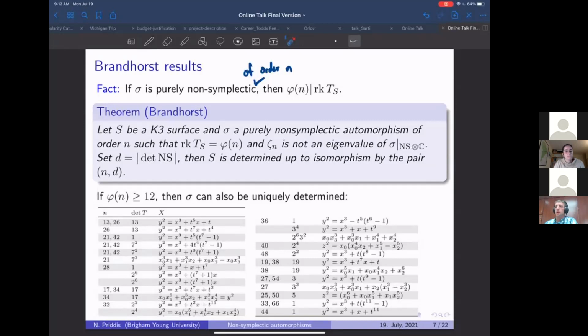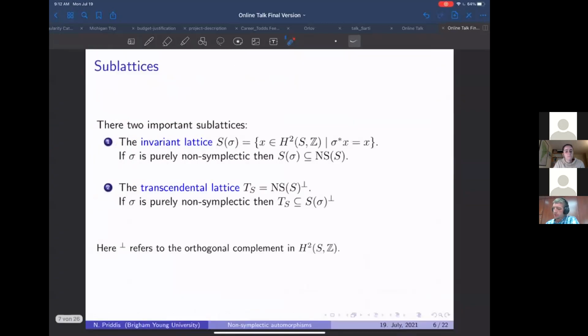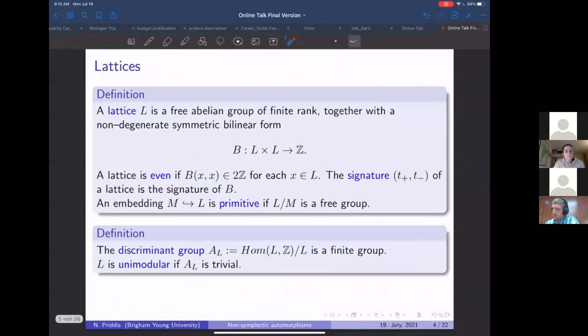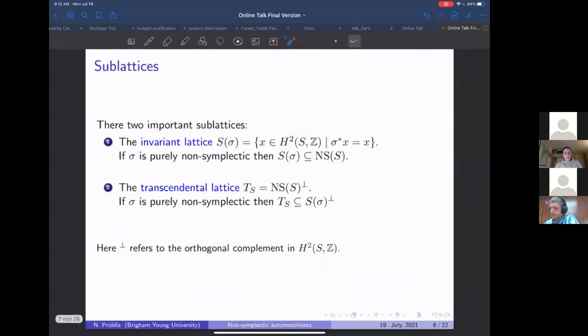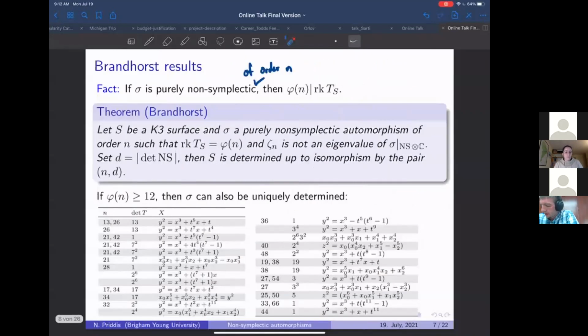Let me go back a minute. Come back to this discriminant group. D is the order of this discriminant group, basically. S is determined up to isomorphism by these two numbers, N being the order of the automorphism and D being some data from the transcendental lattice. So this is a pretty interesting, and I think important, result.